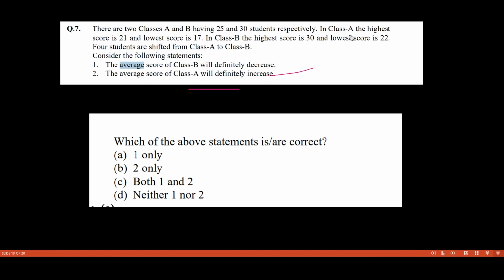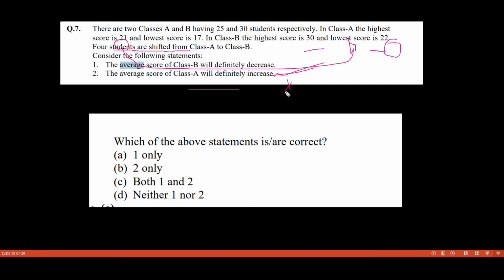Now see, in class A, the scores lie between 17 and 21, and in class B the scores are between 22 and 30. So even the highest score of class A is less than the lowest score of class B, obviously. So when we put students from this class into that class, definitely the average score of B will decrease. All right, this is correct.